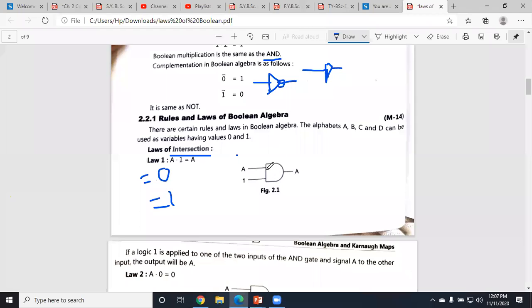Whatever inputs the AND gate has, it is going to multiply these two inputs and produce the output. What is the first input we have? A. What is the second input? 1. Because see here, it is clearly written: we have to multiply A and 1, A dot 1. What does that mean? We have to take the product of A and 1. So A and 1 will be the two inputs to your AND gate. And what is the output? A. If you put A equal to 0, then 0 into 1, the answer will be 0. If you put A equal to 1, then 1 into 1, the answer will be 1. Correct?